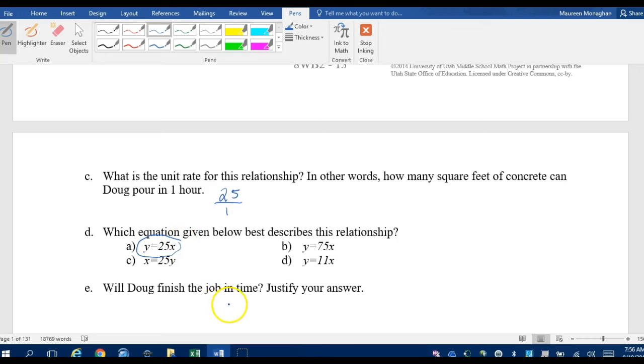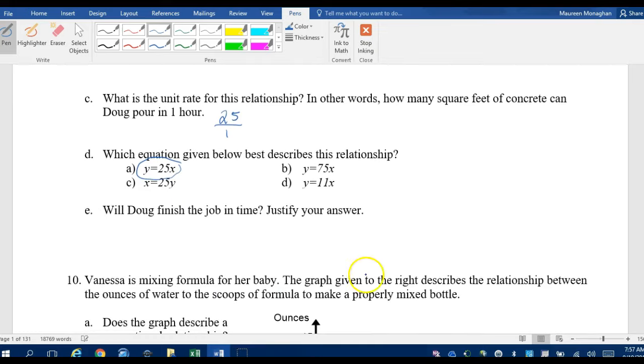Will Doug finish the job in time? Yes, Doug's going to finish the job because he only has 1 more hour left. And he can pour 25 square feet. So 1 more hour left, 25 square feet is possible.